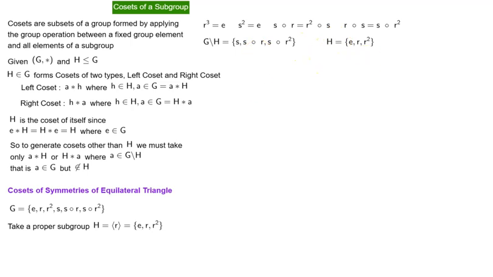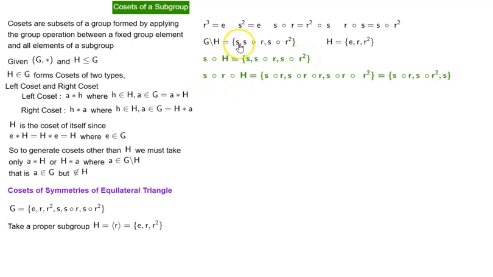So now S times H, we are going to look at left cosets. S times capital H means what? We take an element from G slash H and multiply it with each of these. So S times E is S. S times R is S times R. S times R square is S times R square.